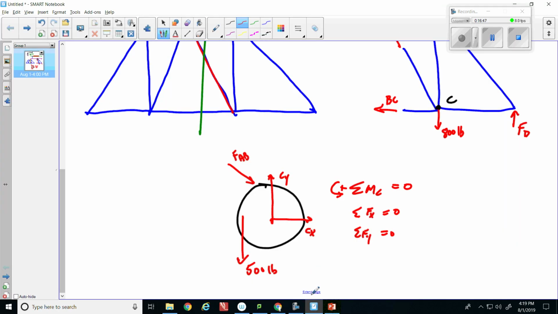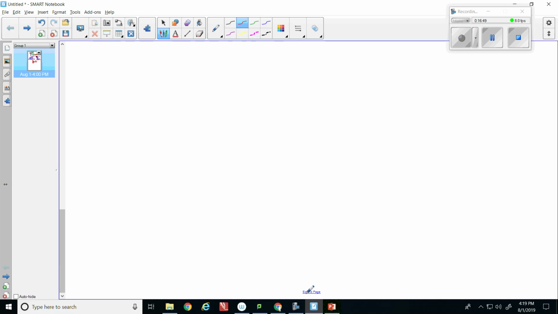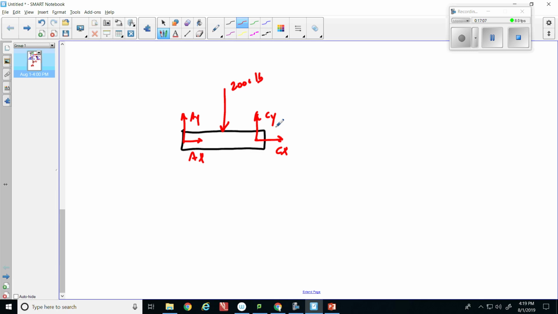It makes it look like this. See, if you draw it like this, I think there's a force here, right? 2,000 pounds. If you draw it like this, AX, AY, CX, CY, you're stuck. You're completely stuck. So don't do that.